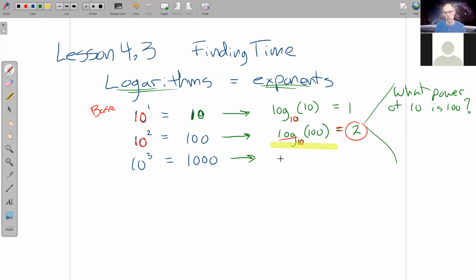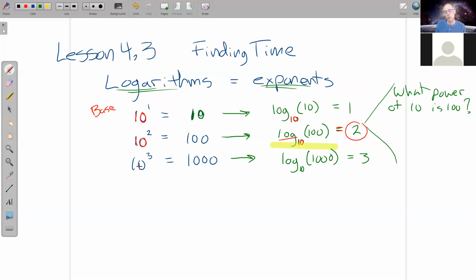So this one right here would be written as log base 10 of 1,000. And the interpretation of this is, 10 to what power gives us 1,000? Well, it would be the third power. So that's the relationship between an exponent and a log. A log is the exponent.